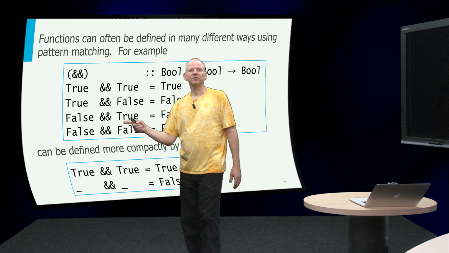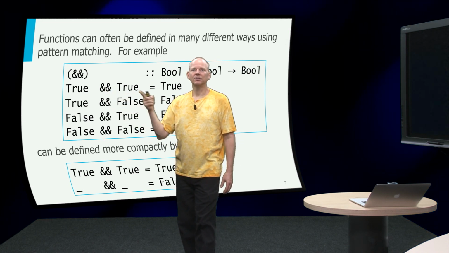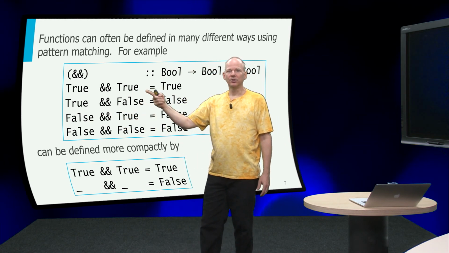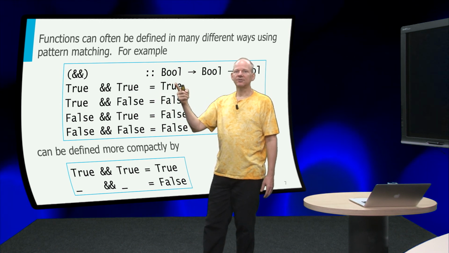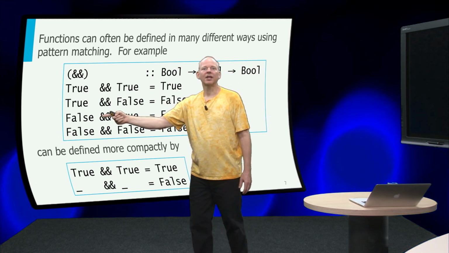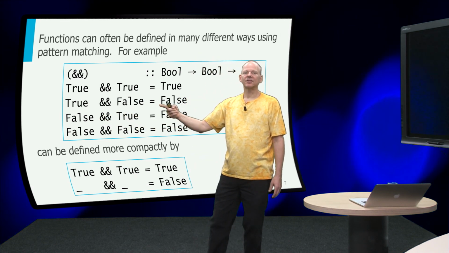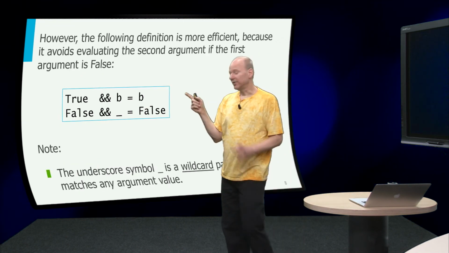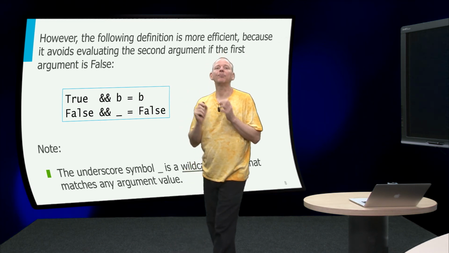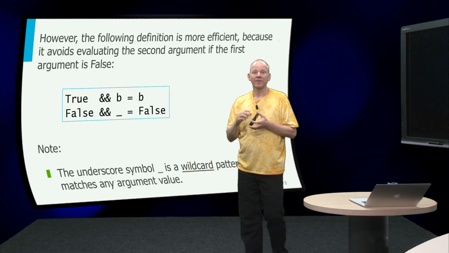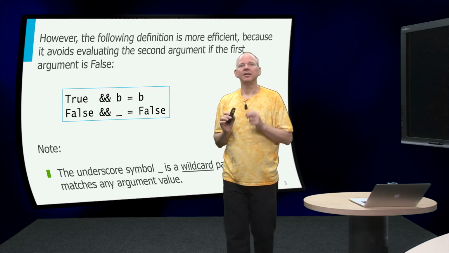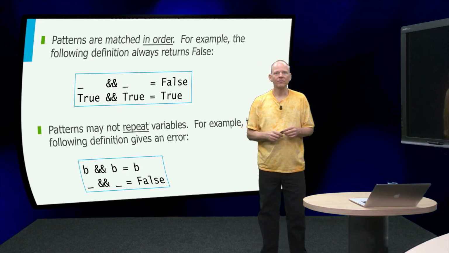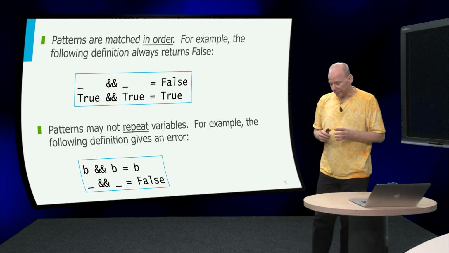So let's see if this is true. True and true equals true. True and false equals false. So true and whatever is whatever was there. And if it's false on the left-hand side, it doesn't matter what's on the right-hand side, it's always false. So this is actually the most optimal definition of AND, because it only evaluates the first argument as necessary. Now in Haskell, patterns are matched in order.